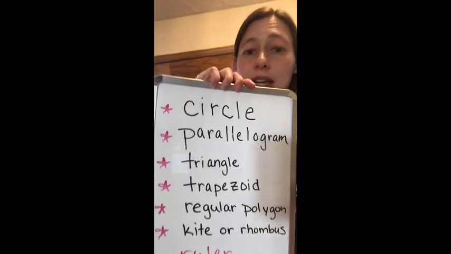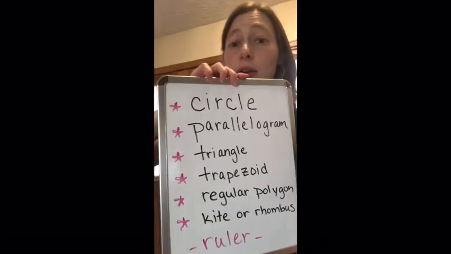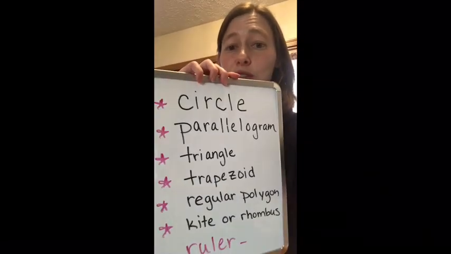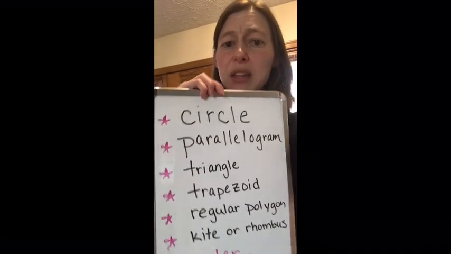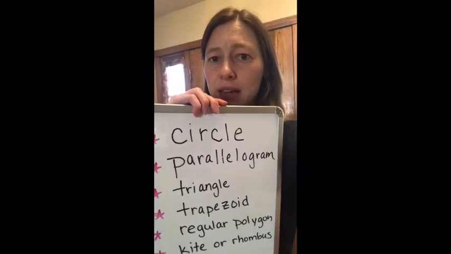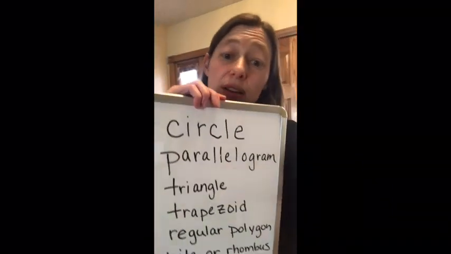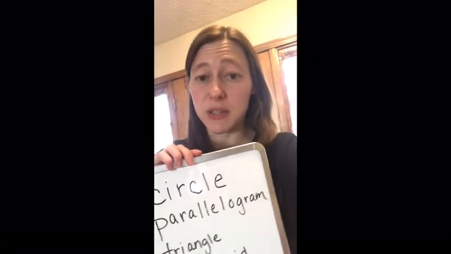All right, so here are items that you need. You need items in these shapes. Are you ready? Okay, here we go. You need something in the shape of a circle, parallelogram, triangle, trapezoid, a regular polygon, so like a hexagon or a pentagon or octagon or something, a kite or a rhombus, and then of course a ruler because you need to measure these things.